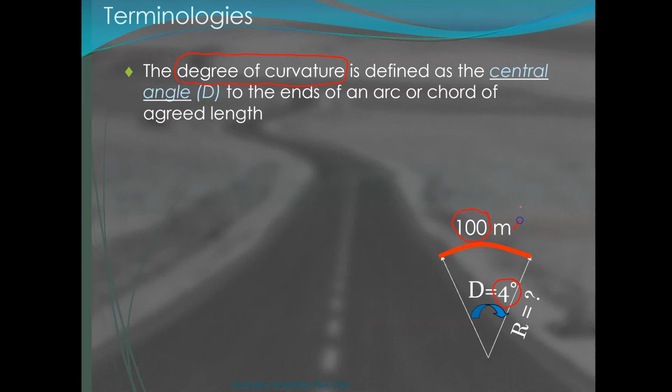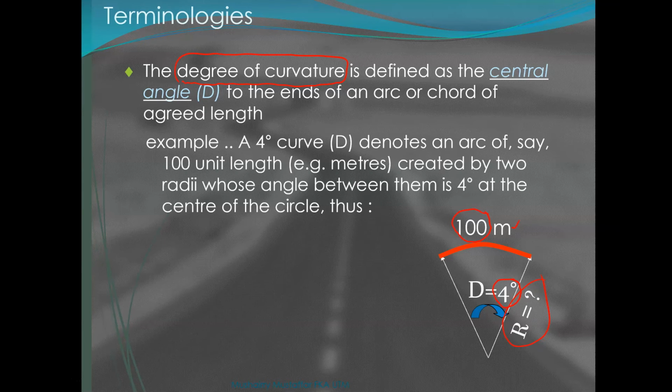So in this case, I've chosen meter. It could be any unit. So if I say a 4-degree curve, meaning 4 degrees at the center, 100 unit arc length, we will then have to find out what the radius is. So that's one way of expressing or defining a curve. So example here, if I say a 4-degree curve, we could do the calculations, using simple basic calculation. We can find the relationship between the radius and the angle. Okay, so that's the first thing here.